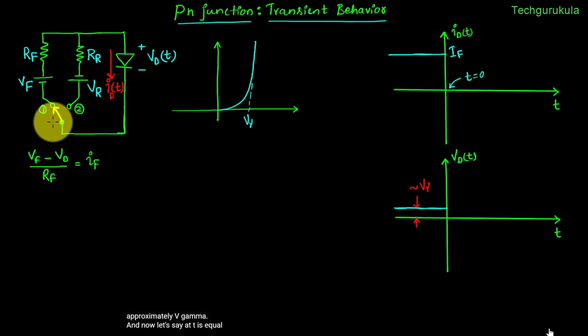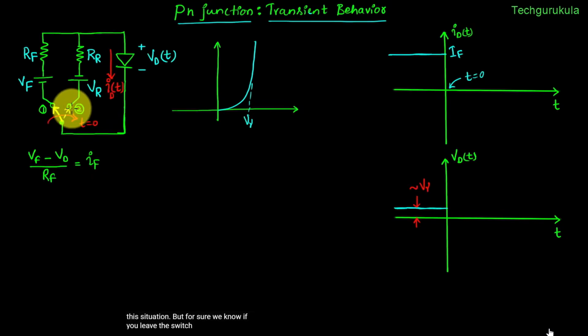And now let's say at t is equal to 0 exactly, the switch is thrown from position 1 to position 2. So at t is equal to 0, it is thrown from position 1 to position 2. It says when t is greater than 0, VF is disconnected from the circuit, VR is connected. Now which means VR would reverse bias the diode. But immediately after t greater than 0, we want to know how the diode reacts to this situation.